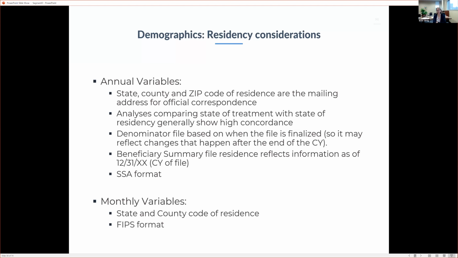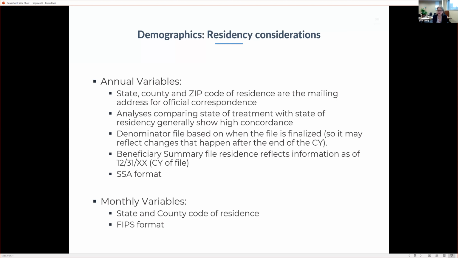The denominator, or the MBSF file, is based on the values at the last date of the calendar year. But the important piece here is it uses Social Security coding of states and counties. On a monthly basis, we can have the state and county code of residence, not zip code, you understand. And they use FIPS coding. So the other craziness here: annually, you can get a zip code. Monthly, you can get a state and county. Annually, we'll be using the Social Security codes, and monthly, we'll be using the FIPS codes.